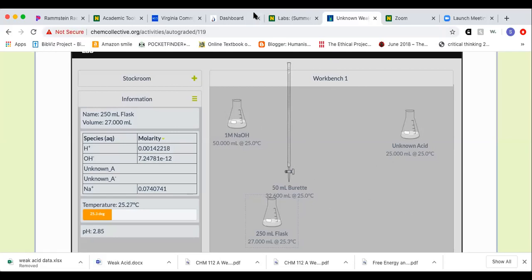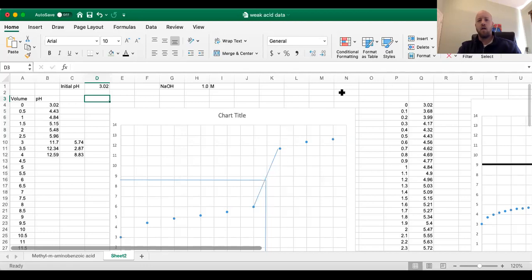So what I'm going to do here then is take you back over to an Excel sheet and show you what this will look like when you're putting this together. So this is a similar data trial. Here I did half milliliter increments.